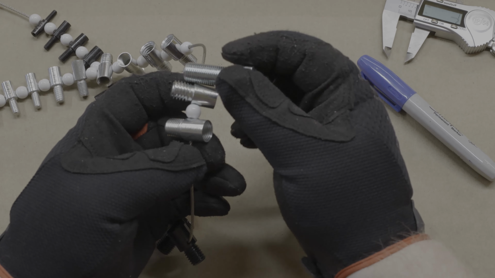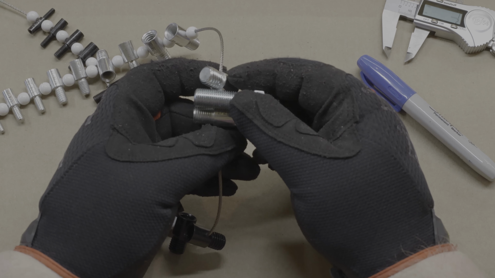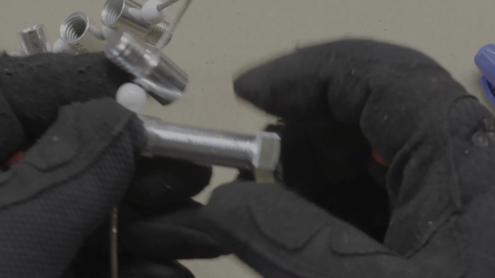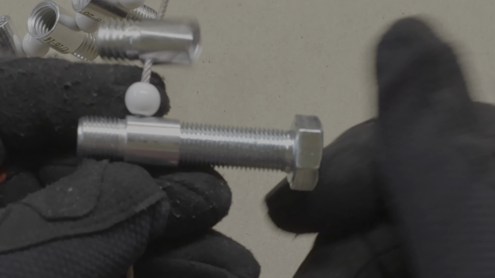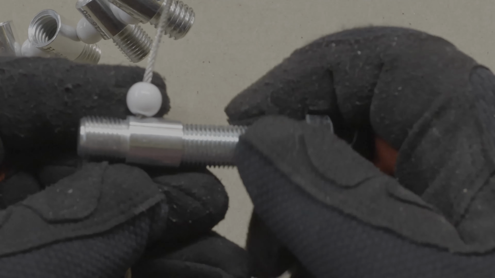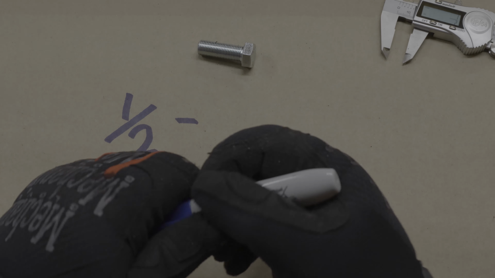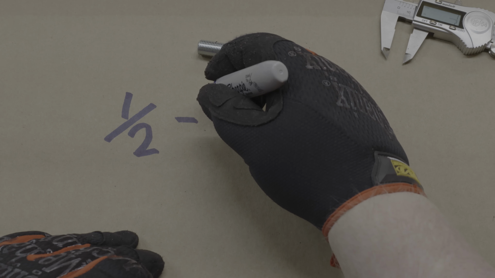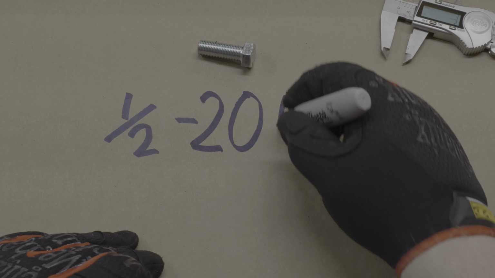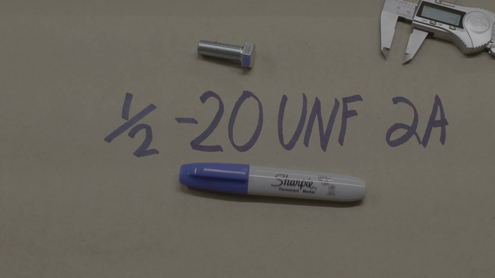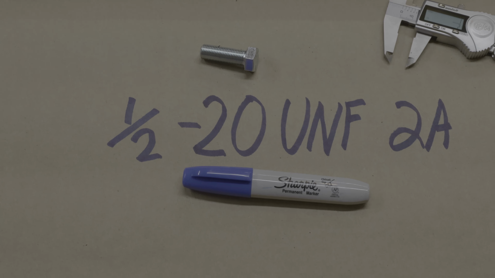I will start with the first one. Nope. The second one is more like it. Yeah, perfect. So we got it. It's half and a 20. 20 UNF, because it's a fine thread, 2A for the industrial.